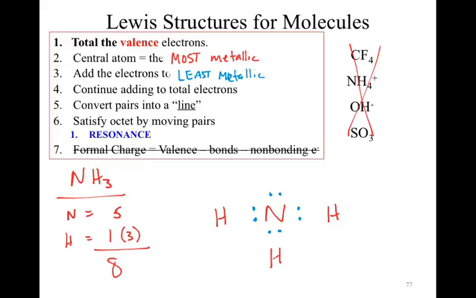I'll now convert them into a line wherever I have electrons between atoms. Well, I have 3 sets of electrons between atoms, so there's my lines. You'll notice that I did not change that extra pair of electrons on the nitrogen because those electrons are not between atoms. They are only associated with the nitrogen. Okay? Rule 6, satisfy octets. Well, if we go through and take a look at the nitrogen first, we have 2, 4, 6, 8 electrons around the nitrogen, so it has its octet.